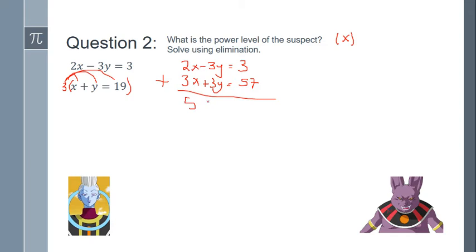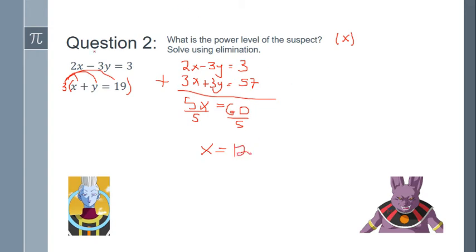call this method elimination. Notice that we have only an equation that involves one variable, in this case x. Now we can solve for x using inverse operations. So in this case, the 5 is being multiplied by x. To undo that, I divide both sides by 5. And we get that x is equal to 12.